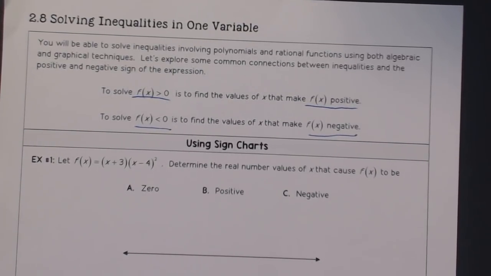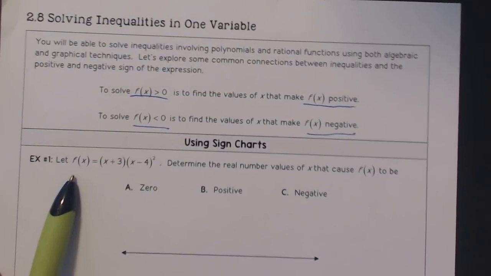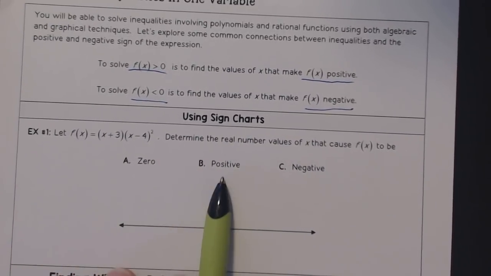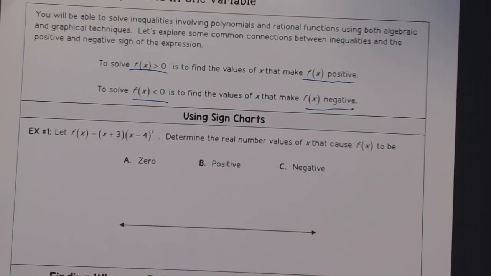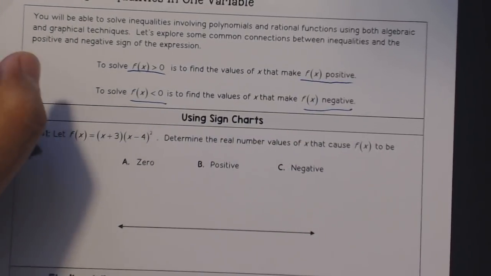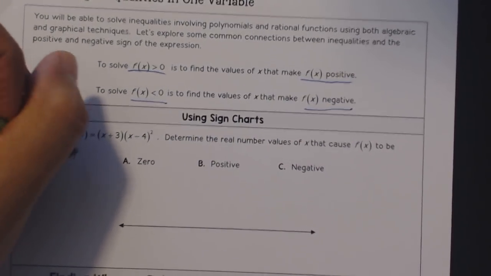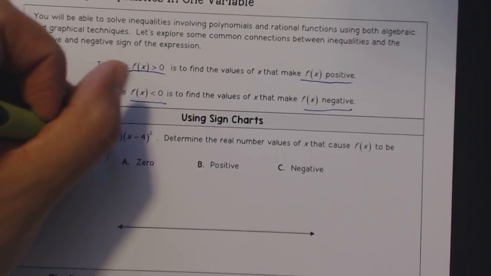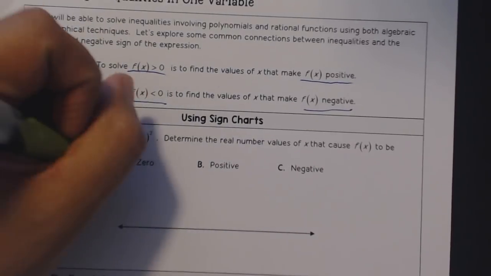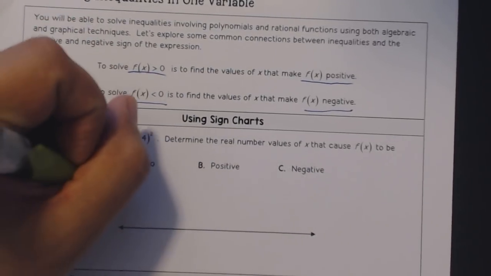So we have to get used to the symbols of less than and greater than 0. If I'm given this function, let f of x equal x plus 3 times x minus 4 squared, and it says determine the real values of x that cause f of x to be 0, positive, and negative, let's look at this as a problem we've done in the past. If I want to make this equal to 0, that's 0 equals x plus 3 times x minus 4 squared. It's already in factored form, so our zeros are very straightforward: x equals negative 3 and x equals 4.